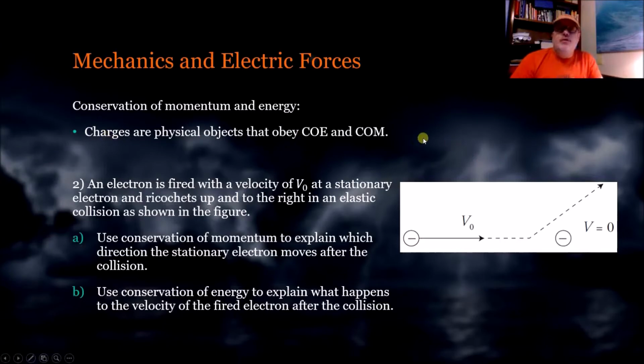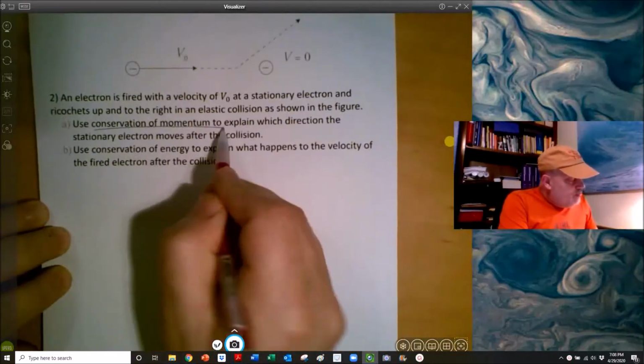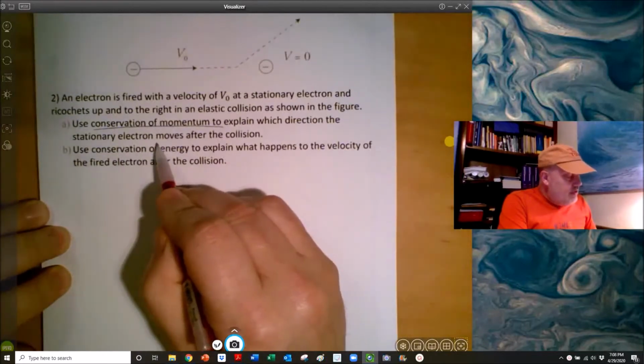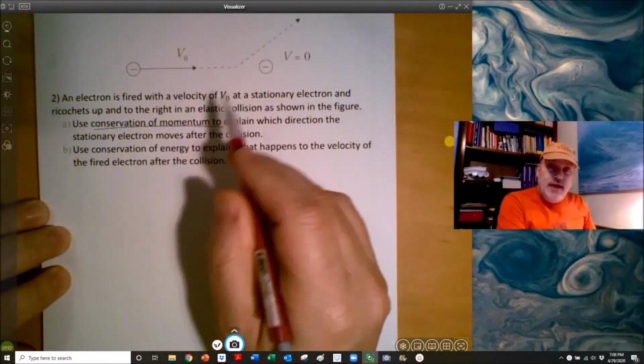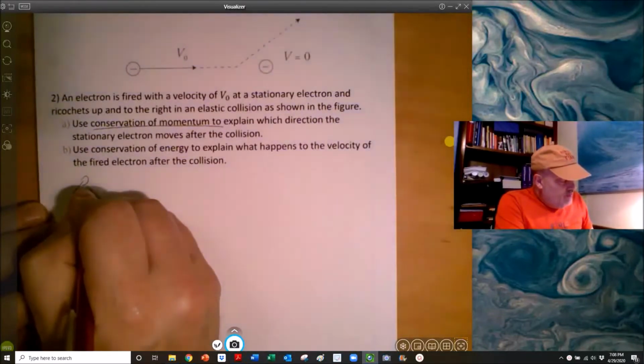All right, here's question number 2. Again, we're going to be talking about conservation of energy and conservation of momentum. Read through this one, see if you can figure it out, pause the video, and then we'll work it out together. Now, it asks, using conservation of momentum, explain the direction of the stationary electron, which way it moves after the collision. All right, so this is conservation of momentum.